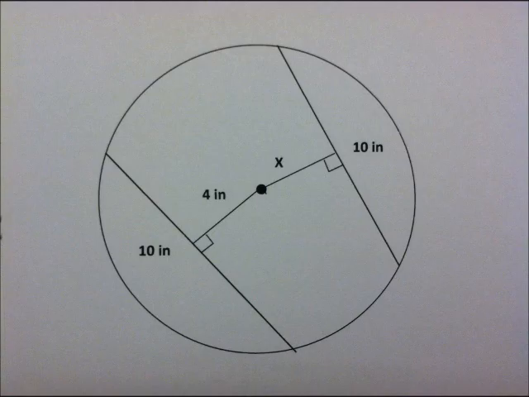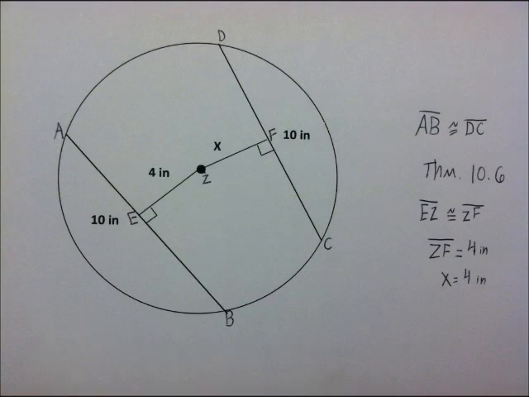Let's start by labeling this to help. We know that AB and DC are both 10 inches. Therefore, AB is congruent to DC. We can also use Theorem 10.6 to prove that EZ is congruent to ZF. So if EZ is 4 inches, then ZF is also 4 inches, so x equals 4 inches. Well, looks like we got another good dealer. I guess we'll just have to keep looking. The bad dealer's got to be out there somewhere.